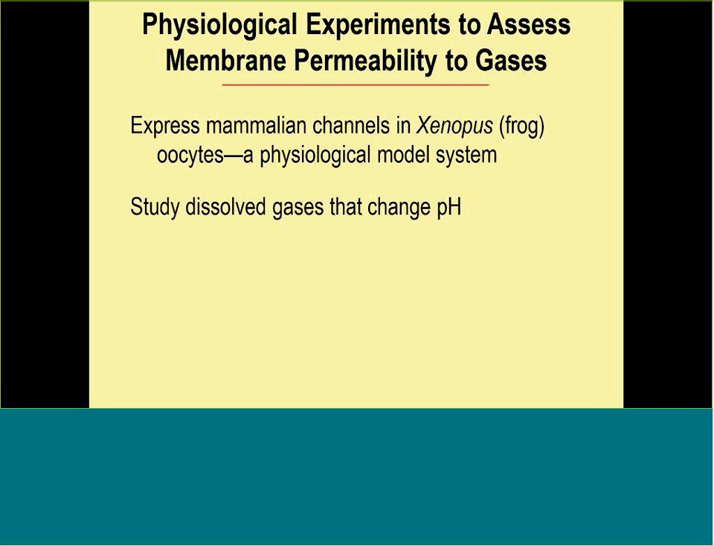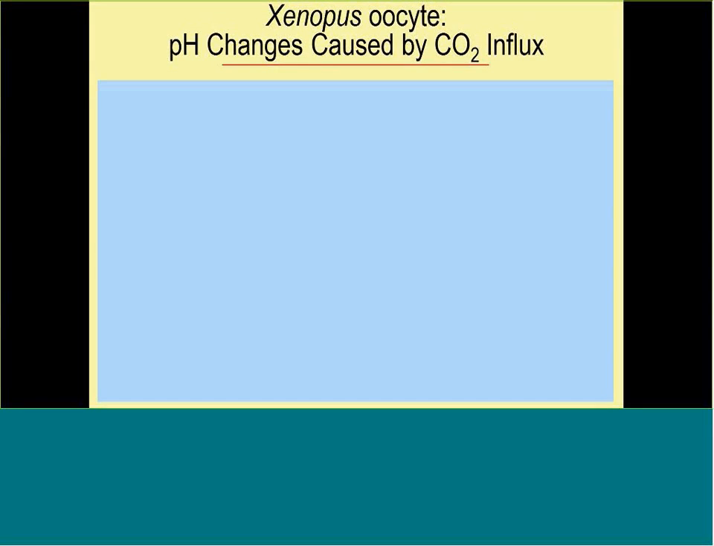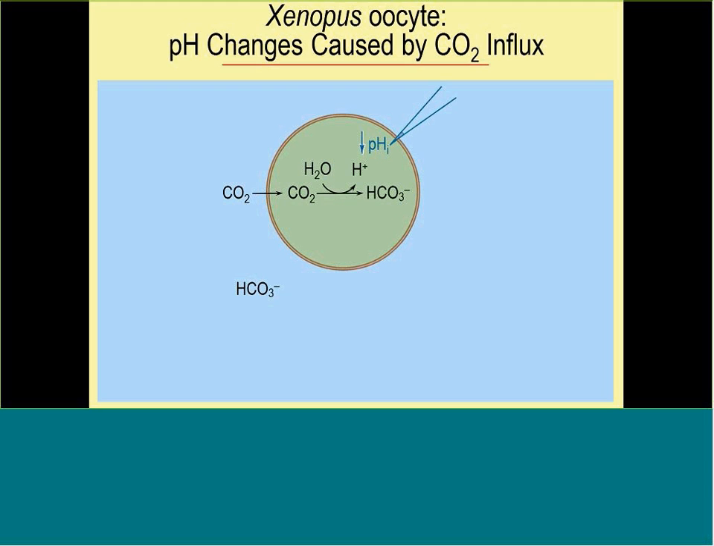We also take advantage of studying those gases which change pH when they move across biological membranes, in this case the plasma membrane of the oocyte, and we take advantage of these pH changes to measure them with pH-sensitive microelectrodes. So what are the main changes caused by CO2 influx when you expose a cell, like any cell, to equilibrated CO2 and bicarbonate? As a cell is exposed to CO2 and bicarbonate, CO2 will enter the cell and combine with water to make protons and bicarbonate.